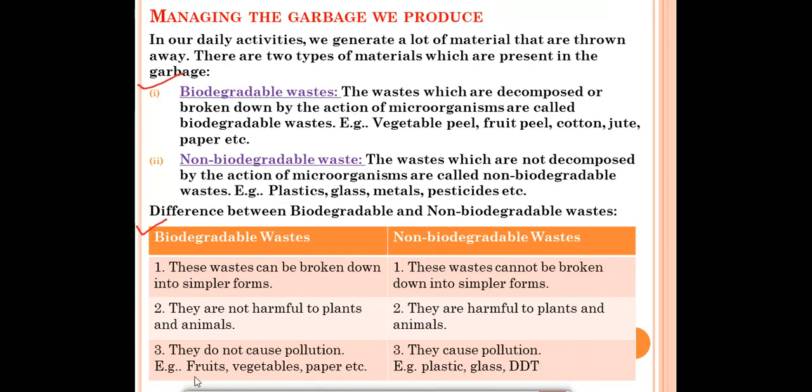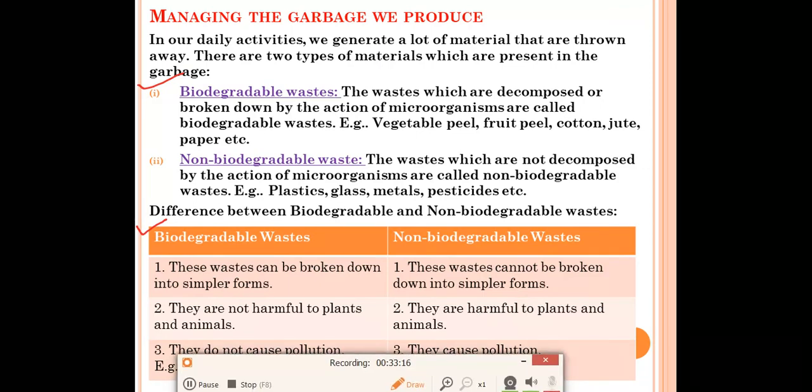Biodegradable waste will not cause any pollution. Example: fruits, vegetables, paper, etc. Non-biodegradable waste cause pollution. Example: plastics, glass, and DDT. For biodegradable waste, you can write one more point. They are present in the environment for less time, and non-biodegradable waste are present in the environment for a long time.